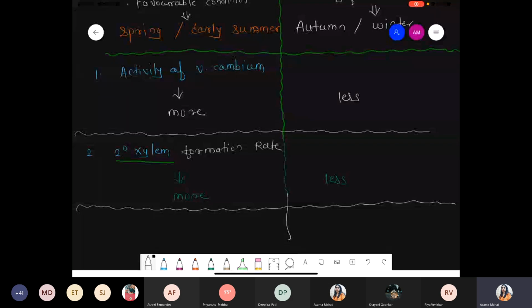Now what happened? If more secondary xylem cells get formed, it means they can form a broad band. Broad band means what? Exactly below the vascular bundle. Now there is a formation of a broad band of secondary xylem, if activity is more. So now the third point. एक second, lagging.